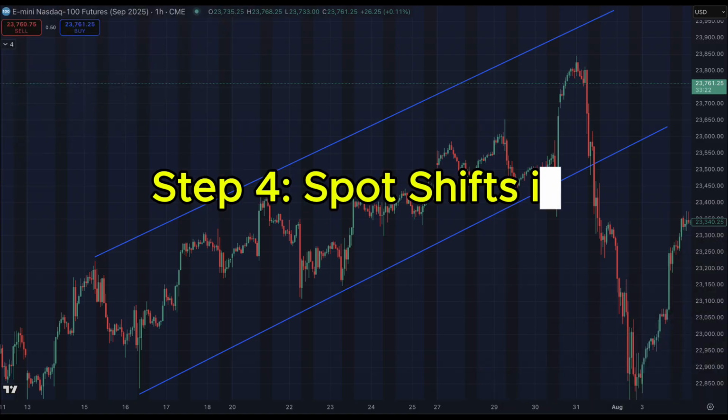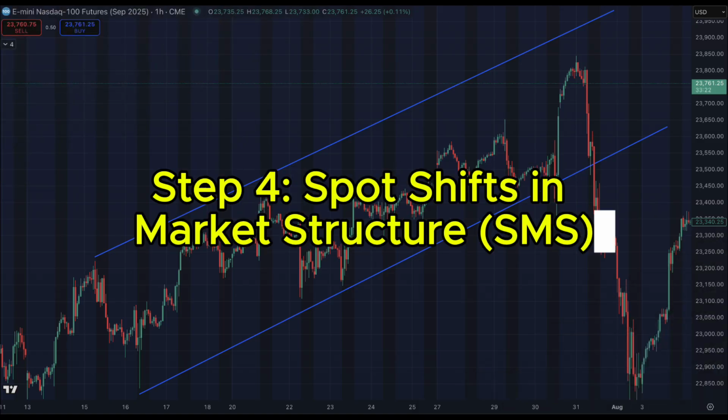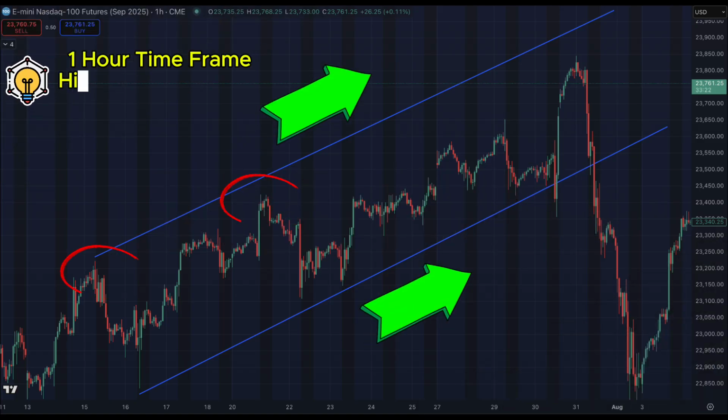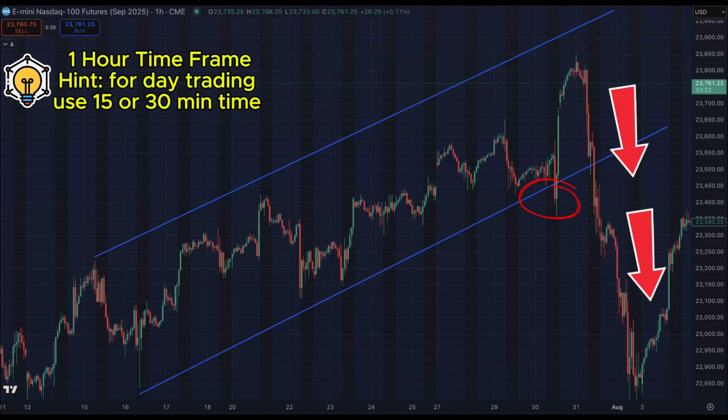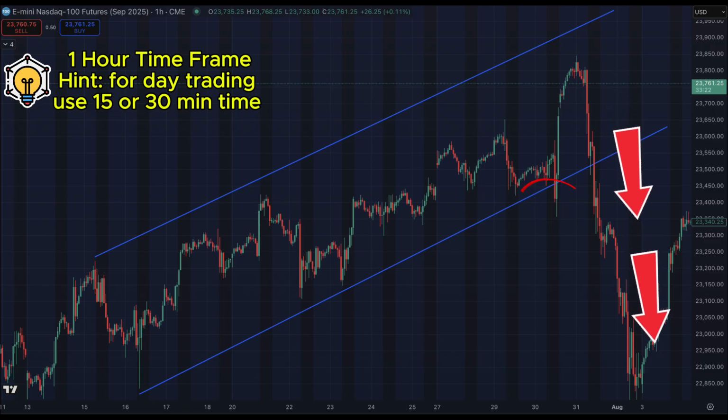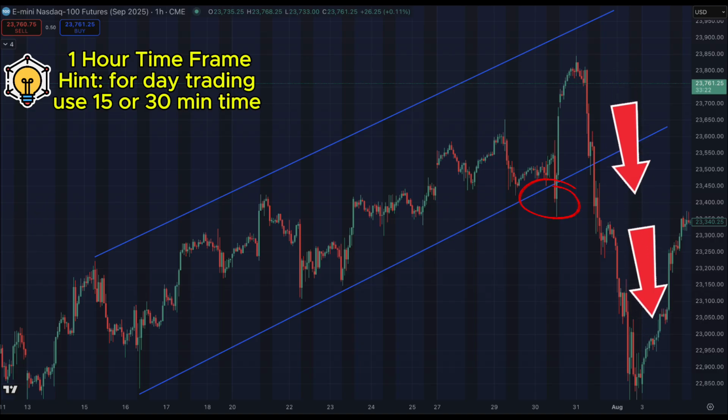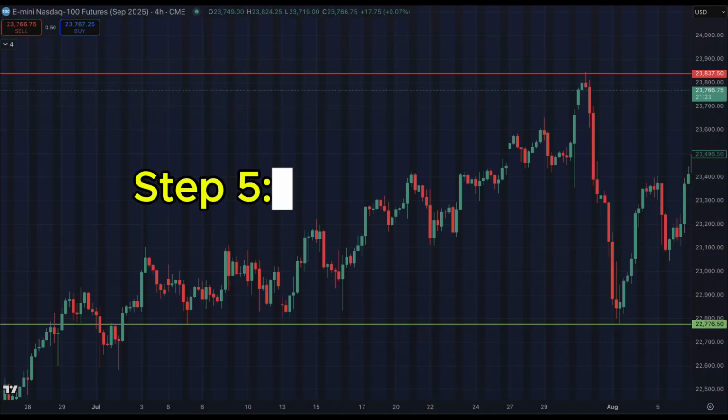Step 4. Spot shifts in market structure, SMS. Sometimes the market flips. When an uptrend fails to make a new higher high and instead drops below the last higher low, that's a shift in market structure. It signals a potential trend reversal, the first clue that buyers may be losing control and sellers are stepping in, or vice versa.